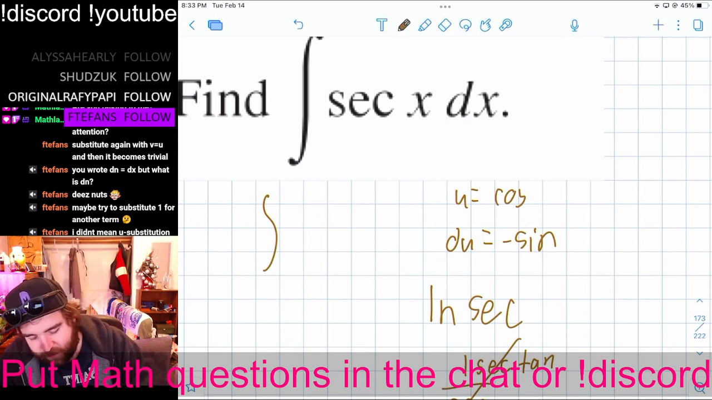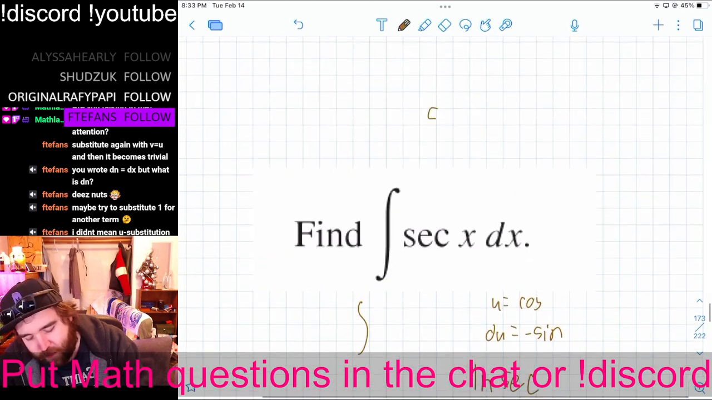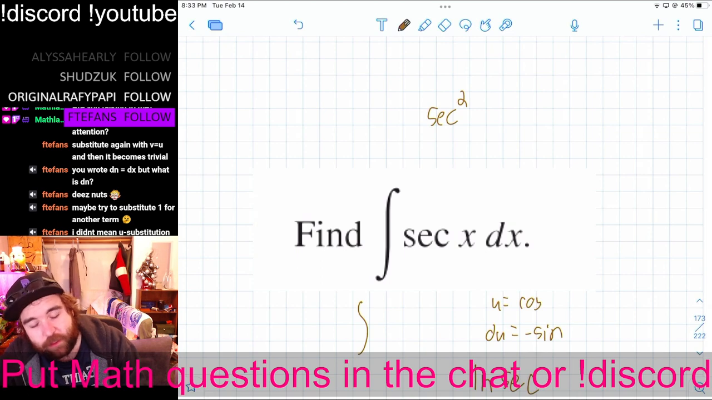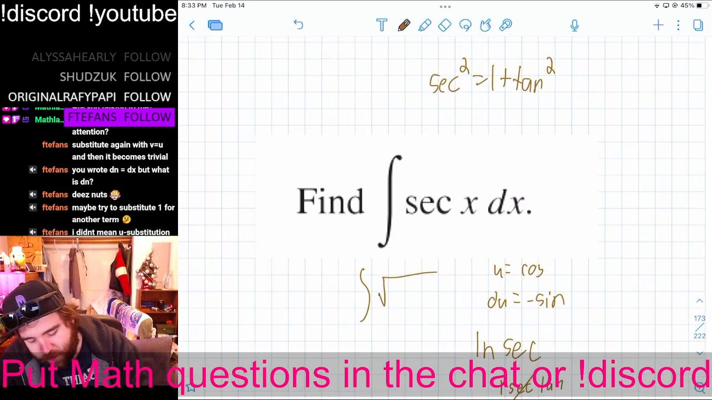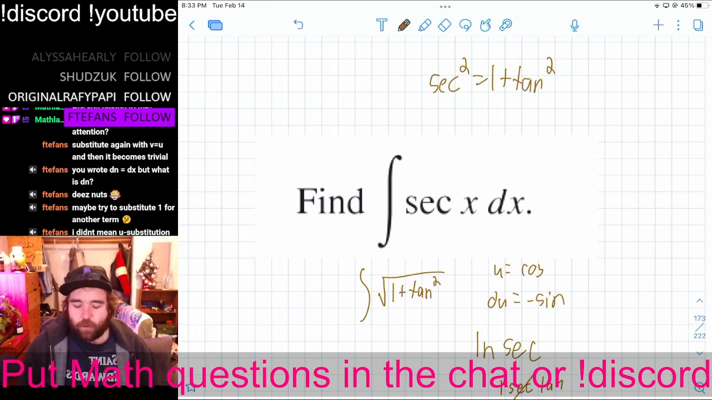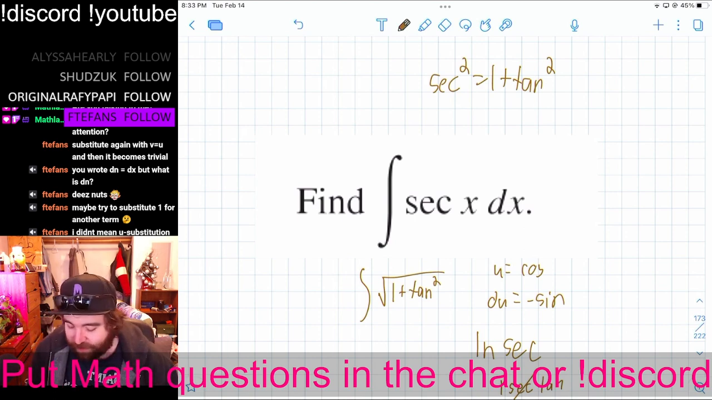I mean, what if I did... It is a fact that... this is kind of weird with the square roots and stuff, but we know that secant squared is 1 plus tangent squared. So this is the square root of 1 plus tangent squared. But then still, if I did u equals 1 plus tangent squared, I'm going to have 2 times tangent times secant squared as my du, and that's nowhere to be found. So that's no good.